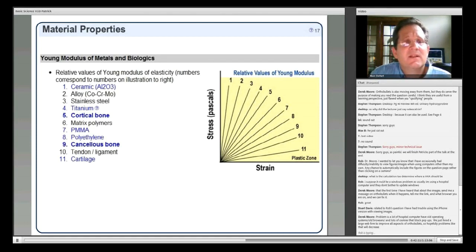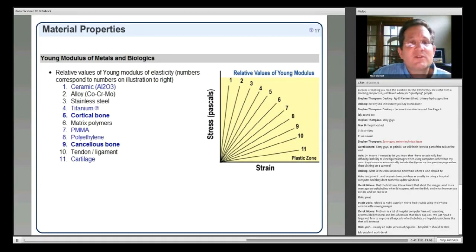This slide shows the Young's modulus of metals and biologics, because unlike the last question, which most of y'all should probably get correct, this is a question that will certainly be on the boards. It's on every OITE, and it's going to be on the boards, and they may even ask you this on your oral boards.